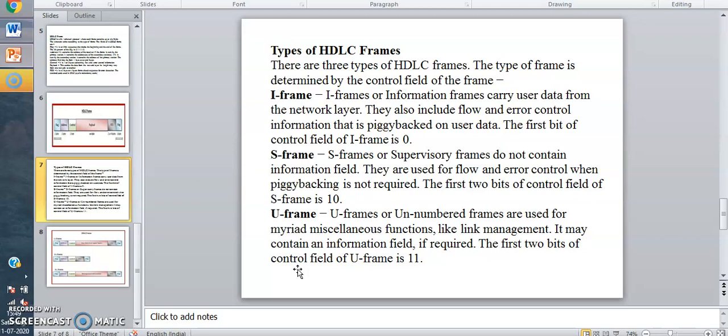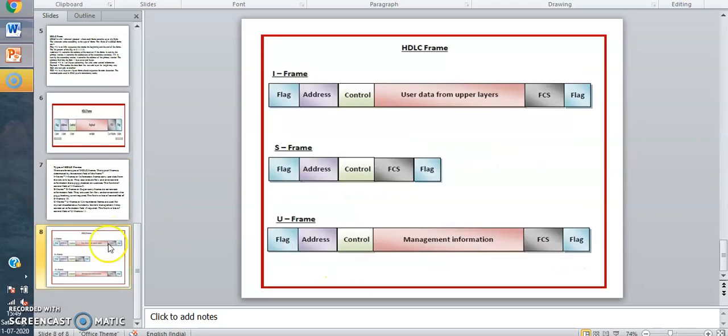Next comes the U frame. What is a U frame? Unnumbered frames. These U frames, or unnumbered frames, are used for myriad miscellaneous functions like link management. It may contain an information field if required. The first 2 bits of the control field of a U frame are 11. Here it should be 11.